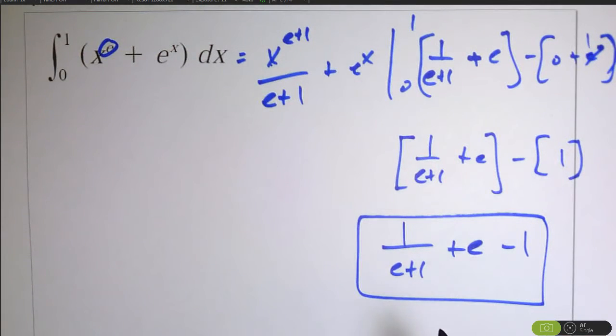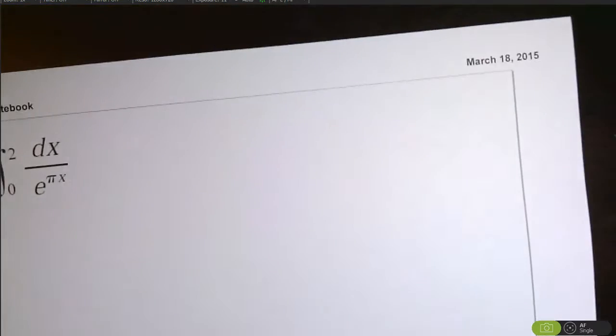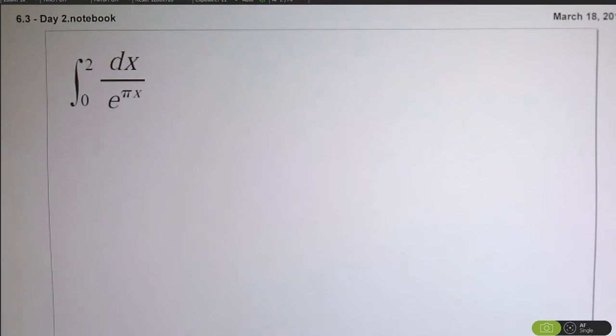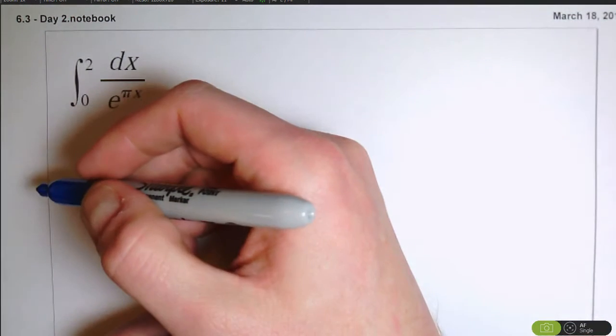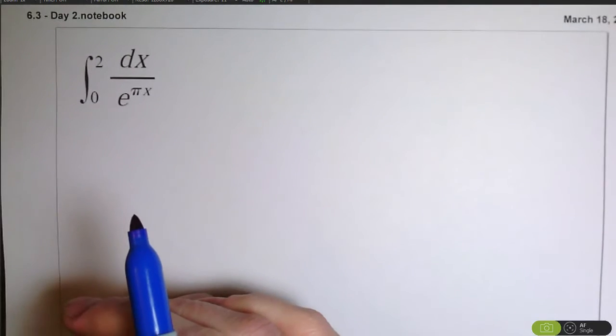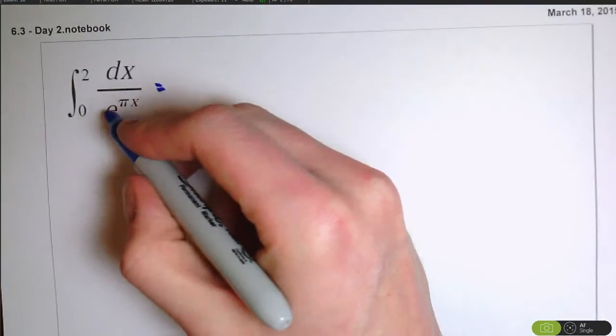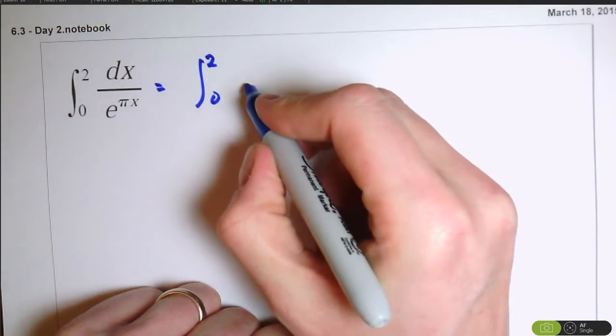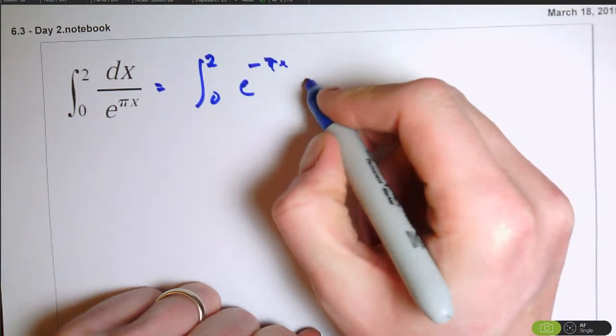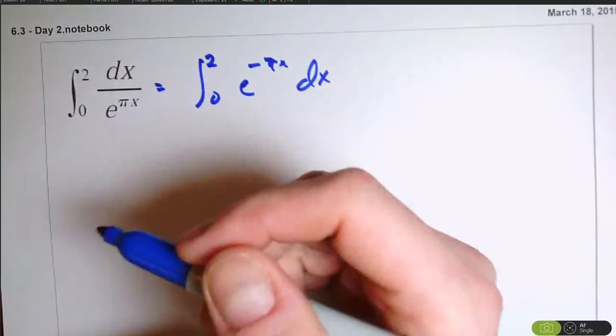Okay, another one, another integral. Again, just integral after integral after integral. If I'm looking at this problem here, before I do anything, since it's an e to the x function, it's 1 over that, I'm going to make this e to the negative pi x dx. Get it out of the denominator.